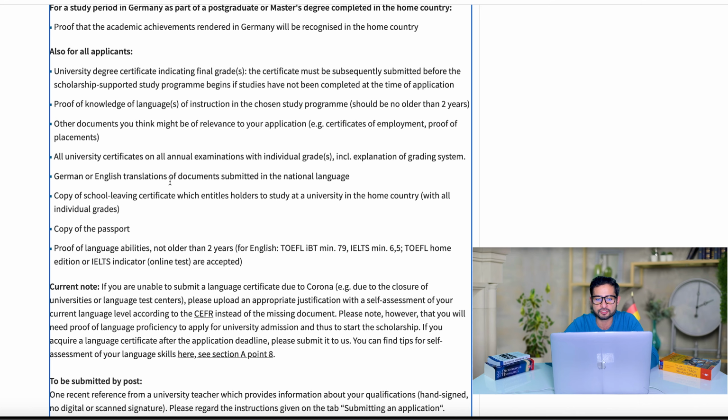German or English translation of documents submitted in the national languages, you need to do it and it's good to be certified. Copy of school leaving certificates which entitles holders to study at a university in the home country with all individual grades. Some countries offer this, some countries don't, which my country doesn't. Copy of the passport. Proof of language abilities not older than 2 years. Definitely it's the same thing as the above. That's for the study program.